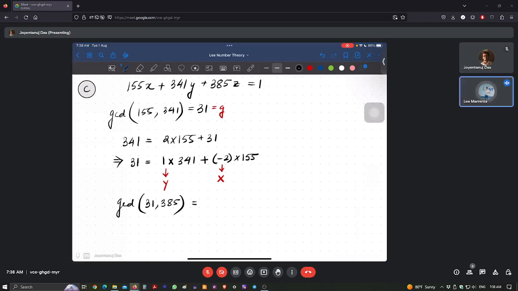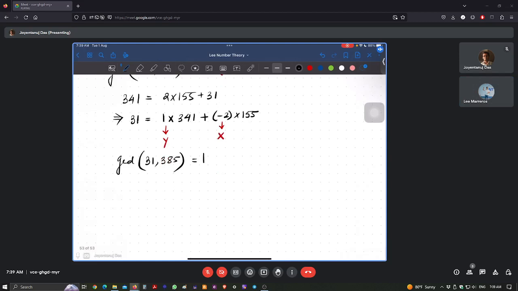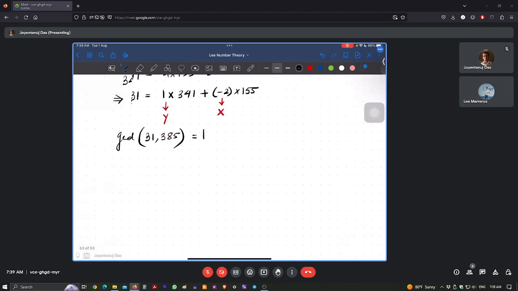Because 31 is a prime number. Yes, 31 is a prime number. I think that does not divide 385, right? Oh yeah, you're right. I mean, it would be 1, right? Because that's what we are assuming. So the thing is, this has to be 1. So now apply the Euclidean algorithm to find those variables.